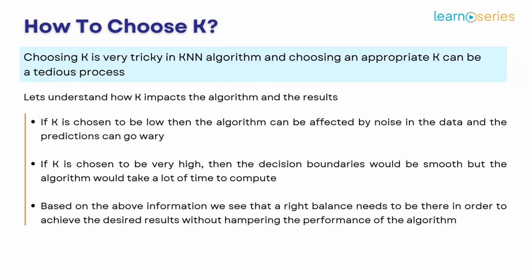Choosing k is very tricky in KNN, and choosing an appropriate k can be a very tedious process. Let's understand how k impacts the algorithm and the results. If k is chosen to be low, the algorithm can be affected by noise in the data and the prediction can go wrong. If k is chosen very high, the decision boundaries would be smooth, but the algorithm would take a lot of time to compute. Based on the above information, the right balance needs to be there to achieve the desired results without hampering the performance of the algorithm.